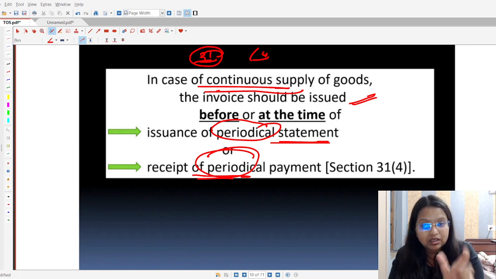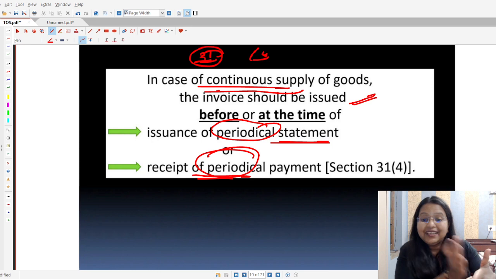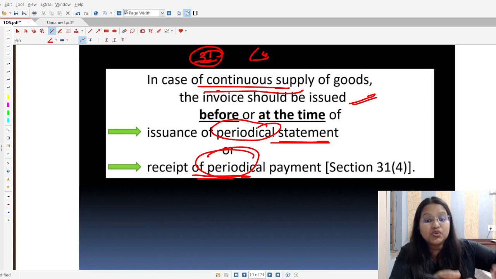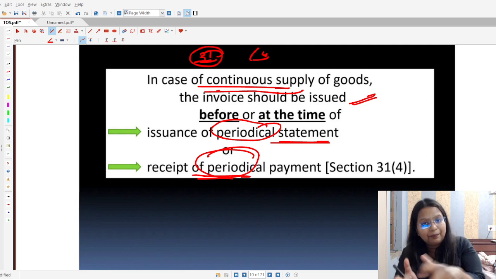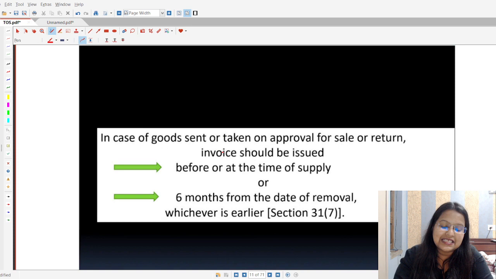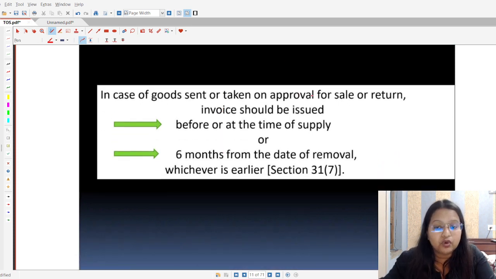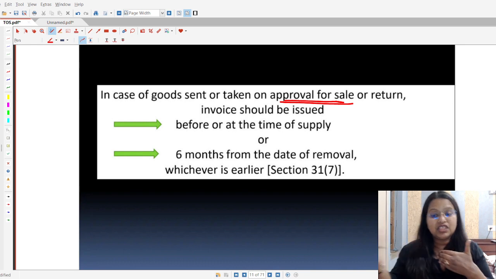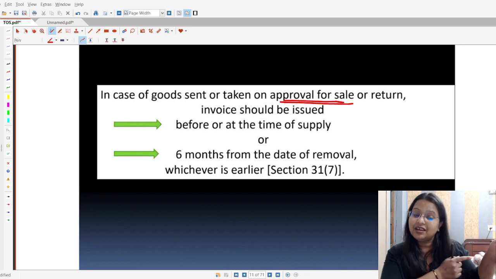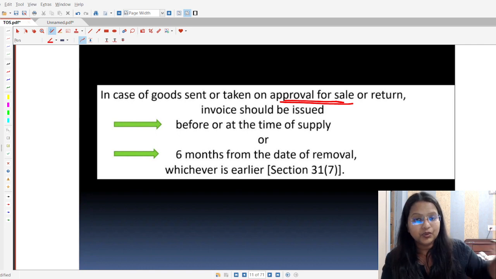So the invoice should be issued for the 10 kg before issuance of statement for that 10 kg, or before receipt of payment for that 10 kg. Okay, great. Now student, the next case is in case of goods sent or taken on approval for sale or return basis. It means if the customers like the goods, we will supply them, but if customers do not like the goods, we will give them back to you, the manufacturer.